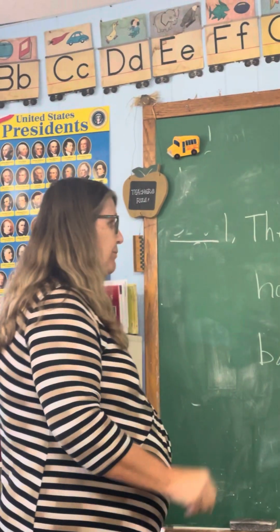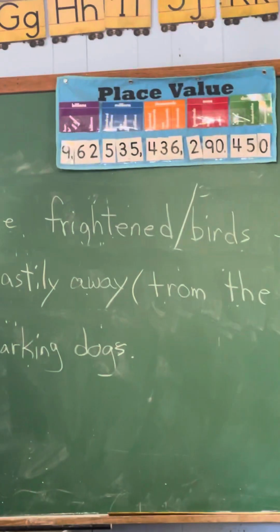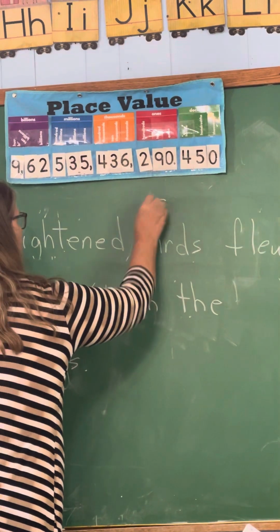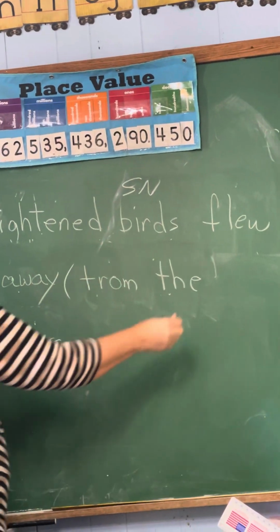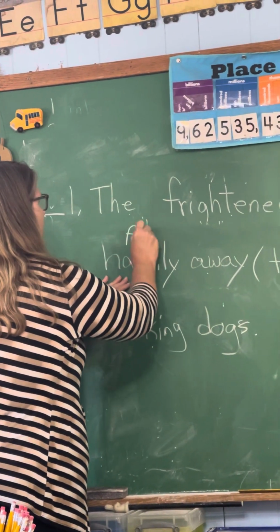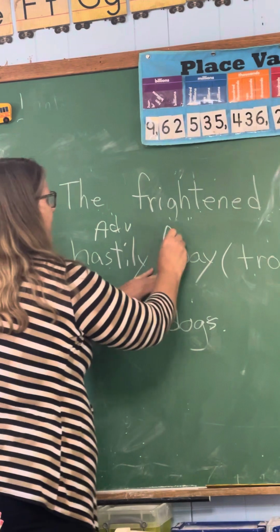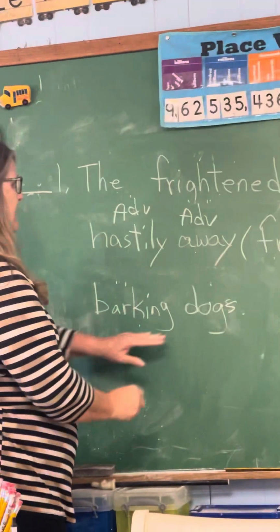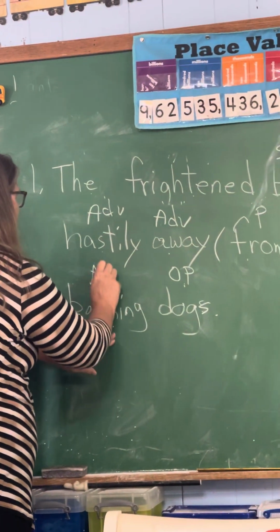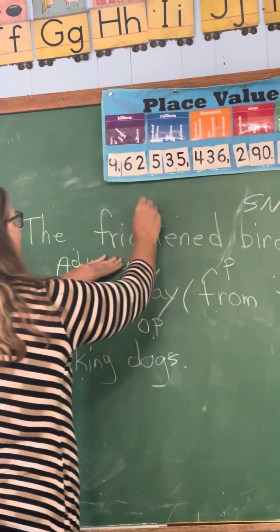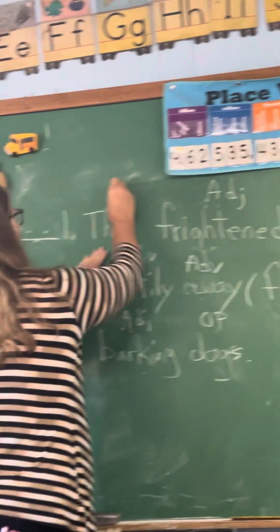Number one, the frightened birds flew hastily away from the barking dogs. What flew hastily away from the barking dogs? Birds, subject, noun. What is being said about birds? Birds flew, verb. Flew how? Hastily, adverb. Flew where? Away, adverb. From, preposition. From what? Dogs, object of the preposition. What kind of dogs? Barking, adjective. The, article, adjective. What kind of birds? Frightened, adjective. The, article, adjective.